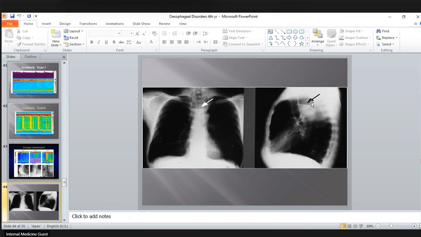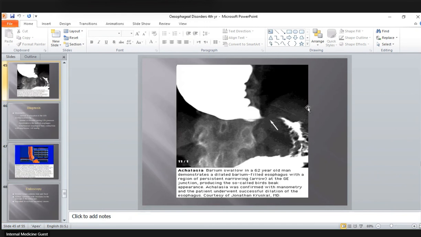This is the trachea. This is the esophagus, air and fluids level. This is the bird beak appearance, a hugely dilated esophagus.